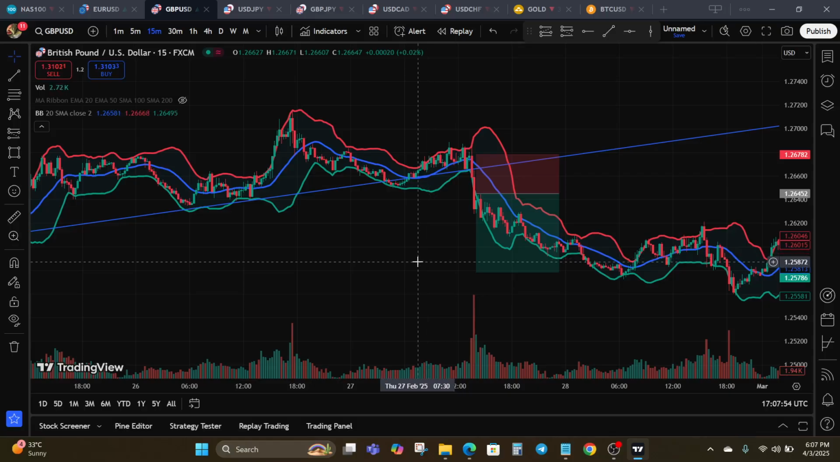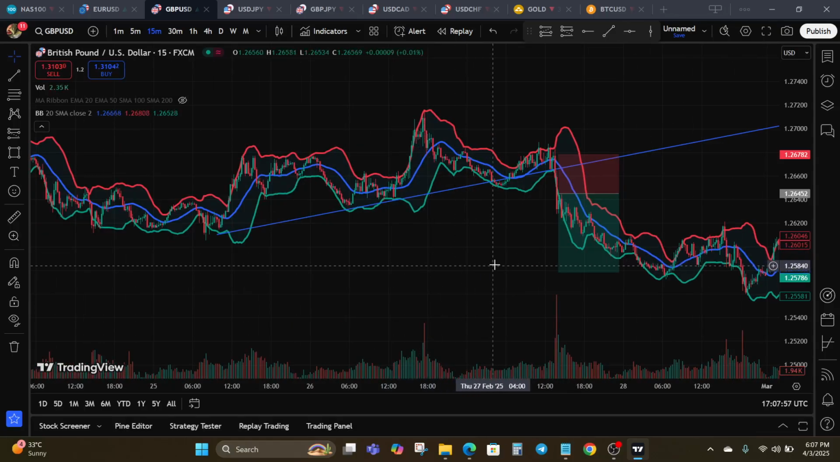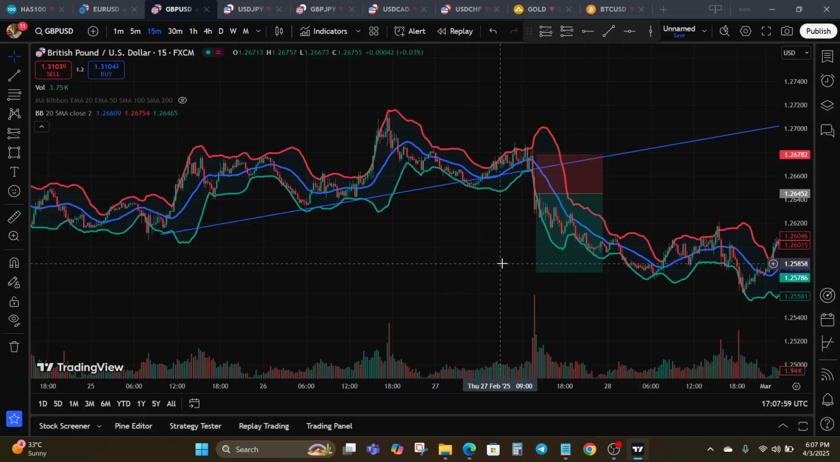So that wraps up our breakdown of the GBPUSD scalping strategy. By identifying the best entry points, using the right indicators, and employing strong risk management, you can start scalping effectively and consistently.